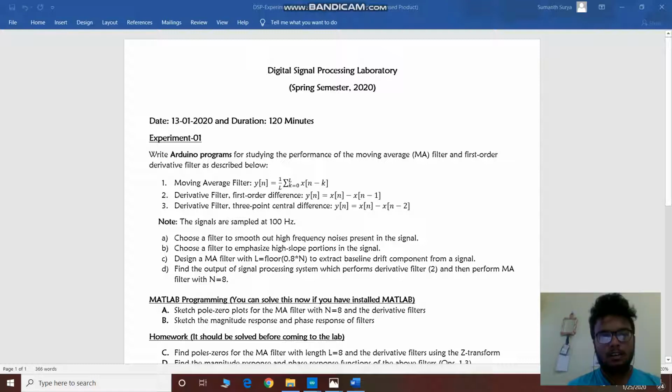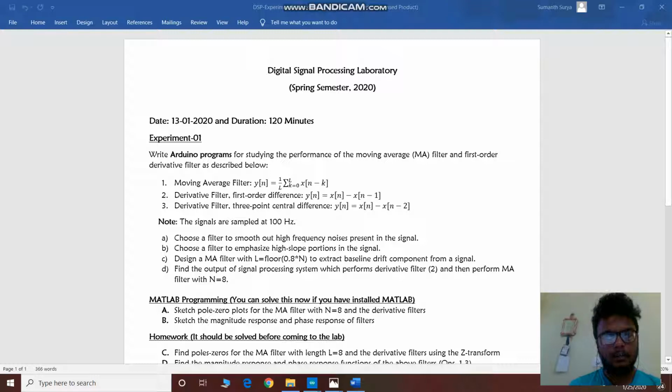filter. Last week we already discussed these problems, but last week what we did is we gave the input signal to these equations and then calculated the output. But this week we are going to import the data from the sensor and then we are going to perform this operation. So looking at the first thing, choose a filter to smooth out high frequency noises present in the signal.